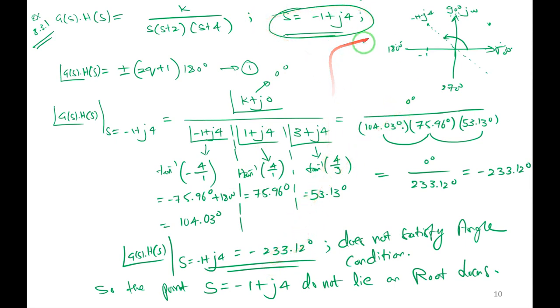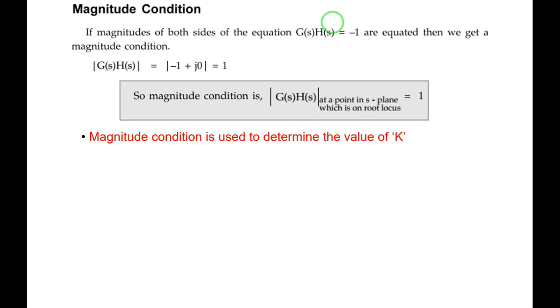Yes, I can give any number of points. It can be anything, either real or complex, something like that, right? So we can test whether the point lies on the root locus or not. If the point lies on the root locus, it has to satisfy the angle condition. If it does not satisfy the angle condition, the point does not lie on the root locus. Please keep that in mind. Next we will see the magnitude condition.